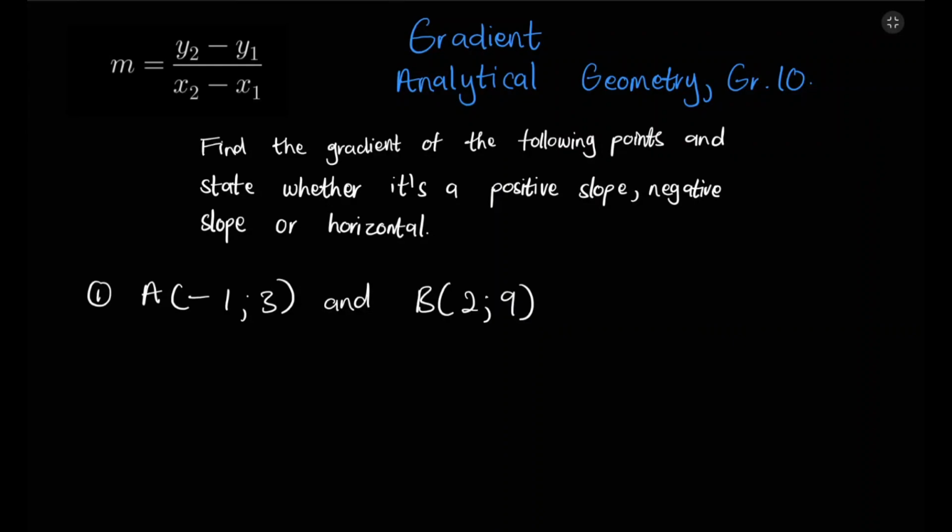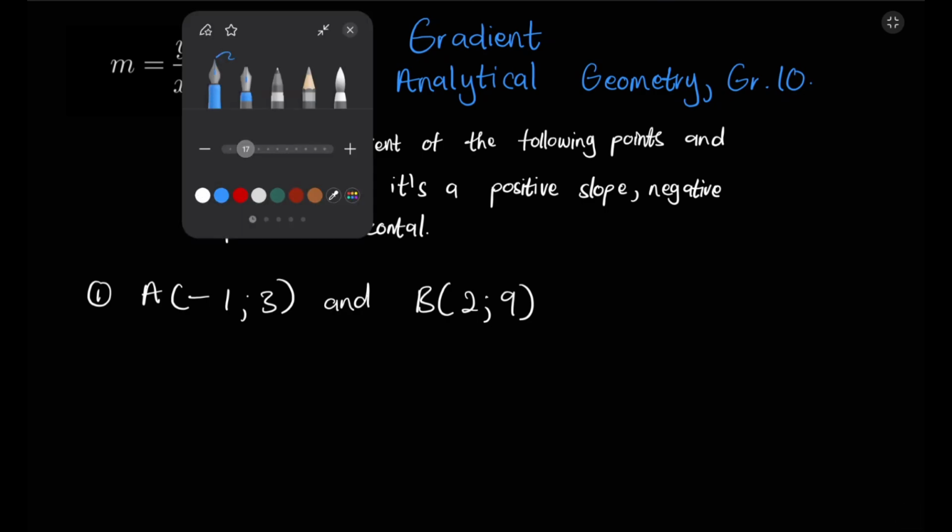In today's lesson, we'll learn how to use the gradient formula in grade 10 analytical geometry. Find the gradient of the following points and state whether it's a positive slope, negative slope, or horizontal. So for the first question, we have point A and point B. Under A, we have -1 and 3, and under B, we have 2 and 9.